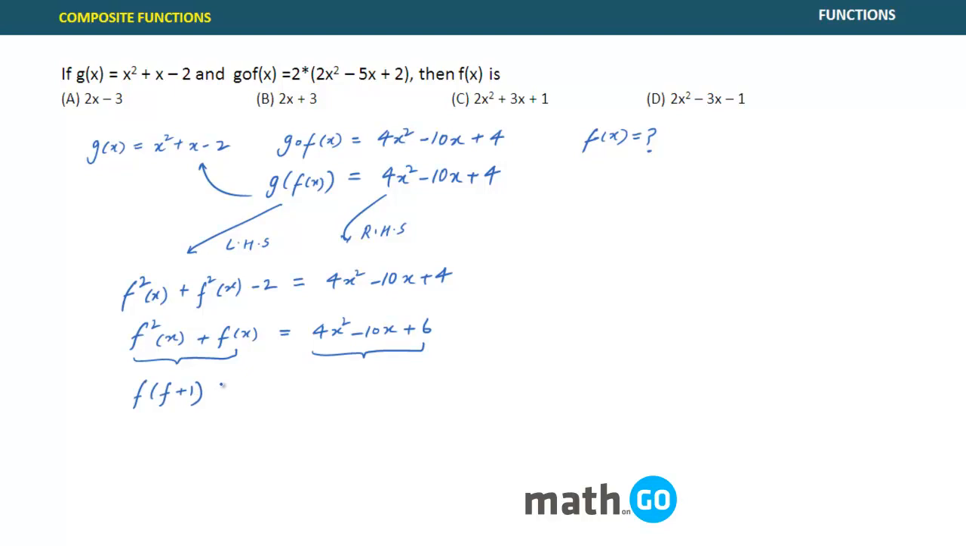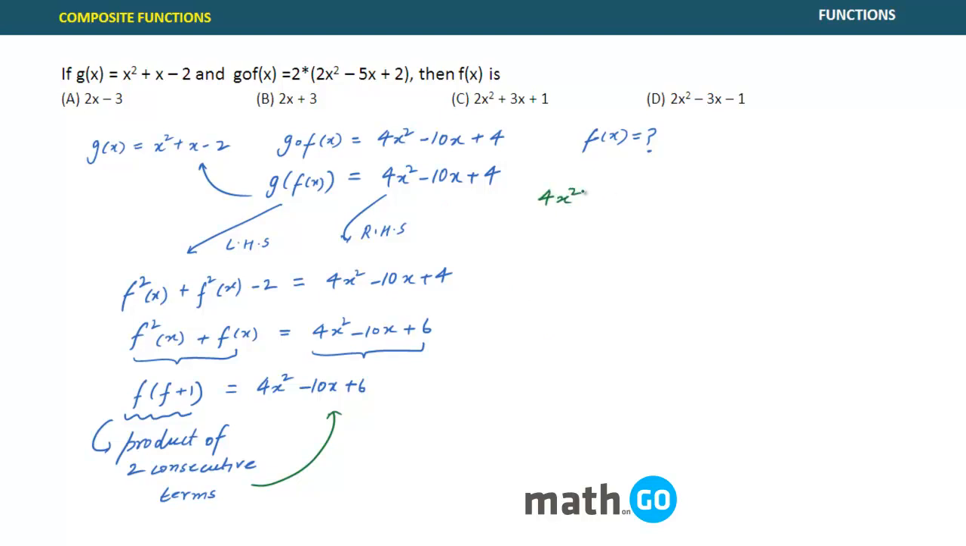Can I say this is f into f plus 1 is equal to 4x square minus 10x plus 6? And if you see, what is this particular quantity? This is the product of two consecutive terms, right? And if the LHS can be written something like this, the same concept should be applicable to the RHS also. So the RHS also should be written as the product of two consecutive terms. That is the concept that you have to use while solving this. So for example, 4x square minus 10x plus 6, I want to write this as the product of two consecutive terms.